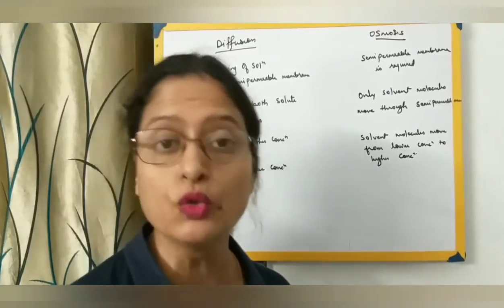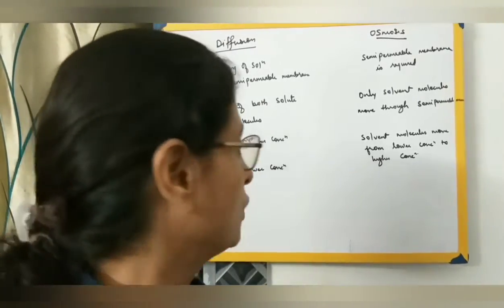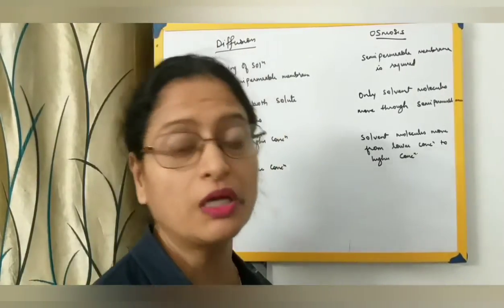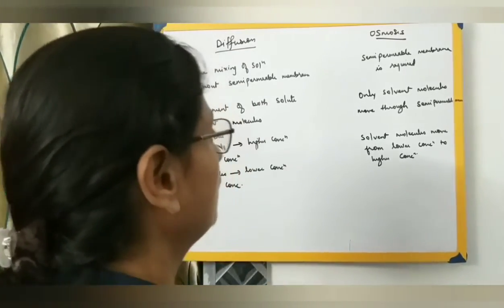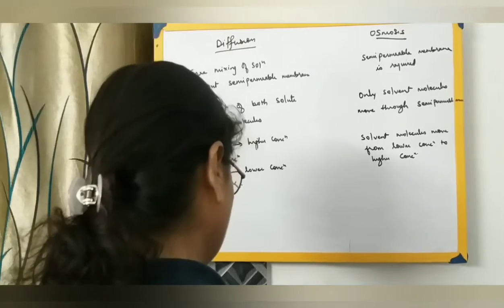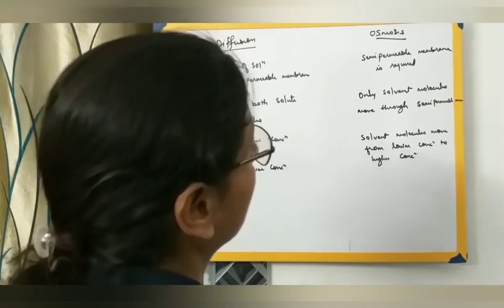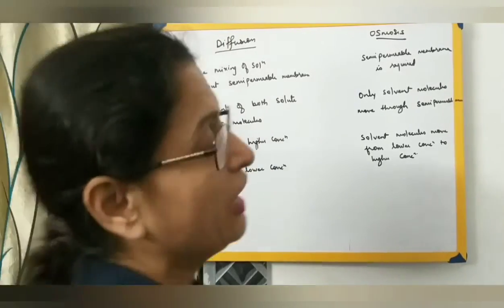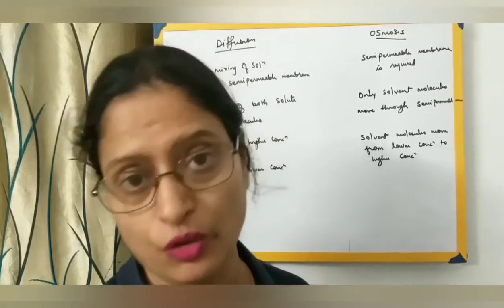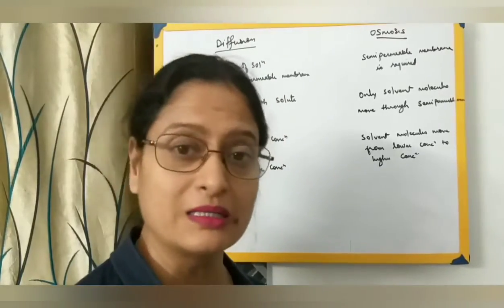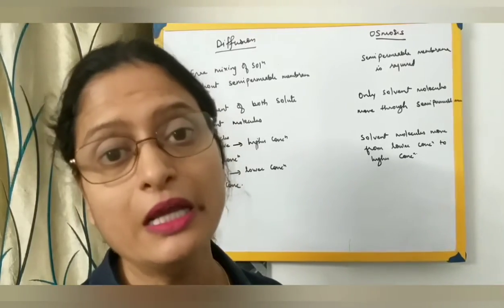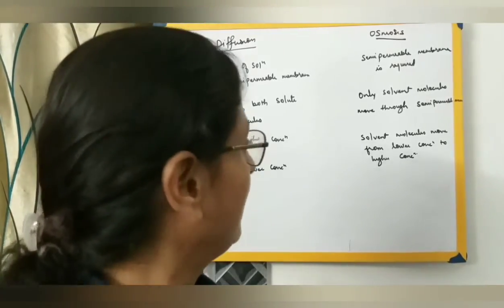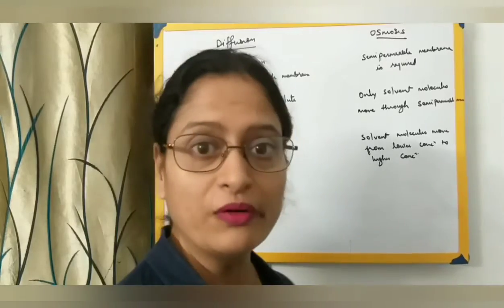Suppose you have two solutions, and one solution has a lower concentration and another solution has a higher concentration. So what will happen? The solvent molecules will be moving from lower concentration to the higher concentration. Or suppose you have distilled water and a solution. So what will happen? The solvent particles will be moving from the solvent towards the solution which has the higher concentration. I hope you are clear with it.